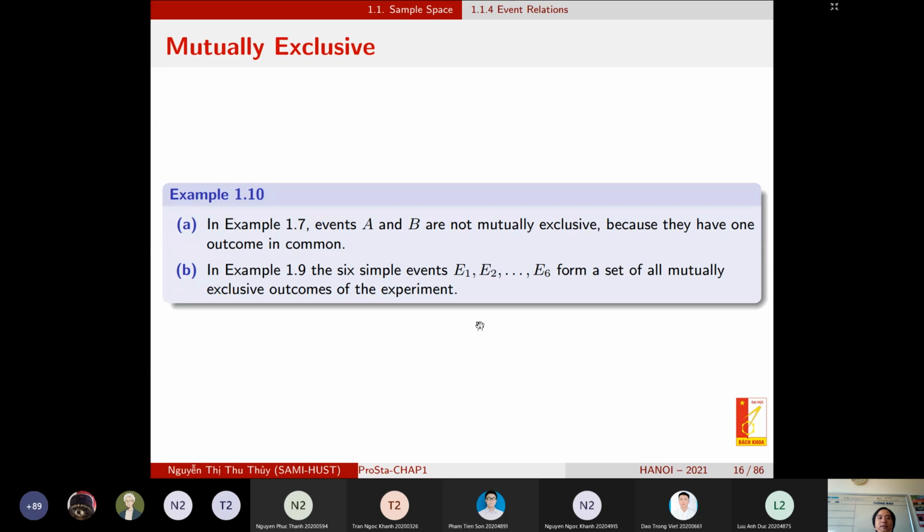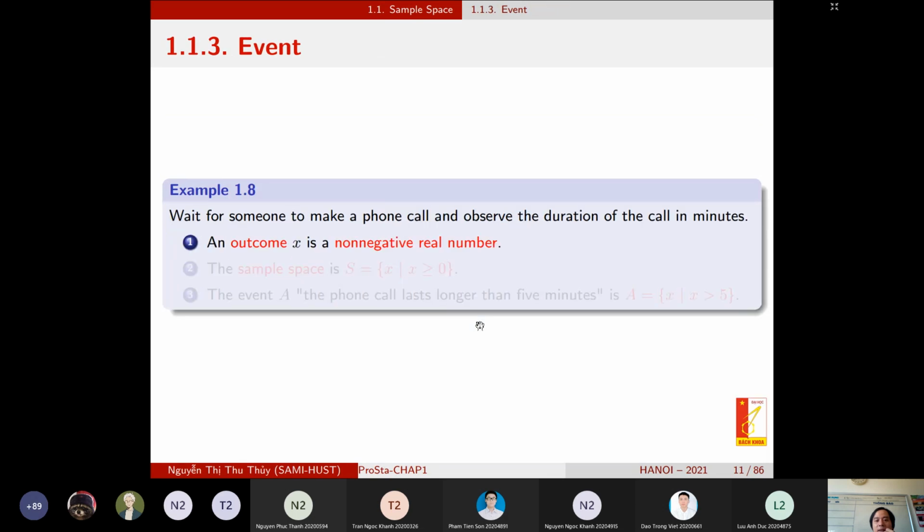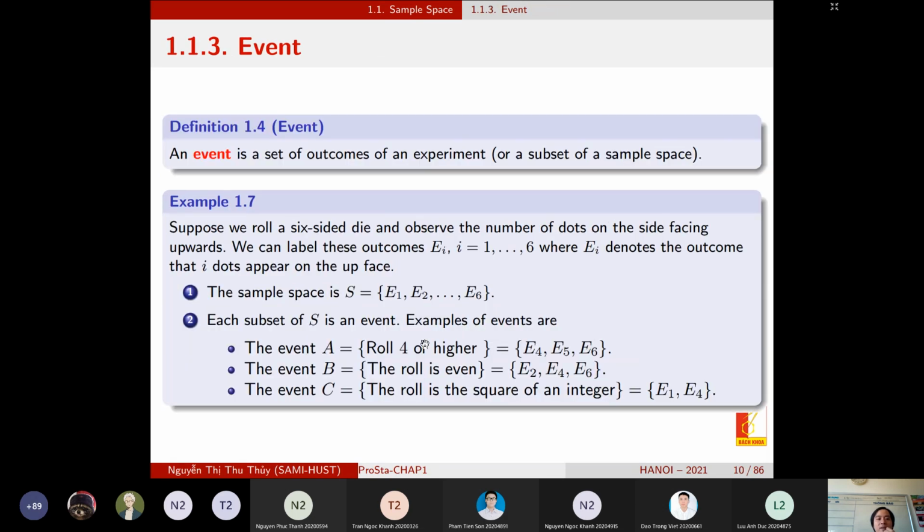How about the two events A and B in example 1.7? Do you remember the two events? Event A is the dots being 4 or higher, and event B is the number of dots being an even number.